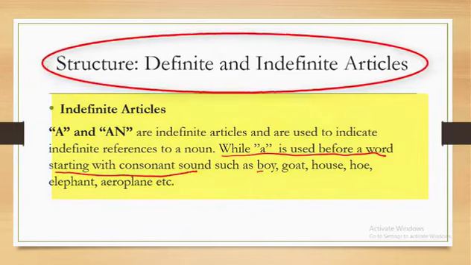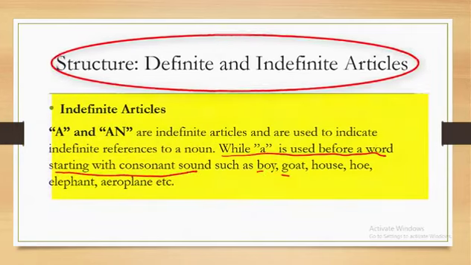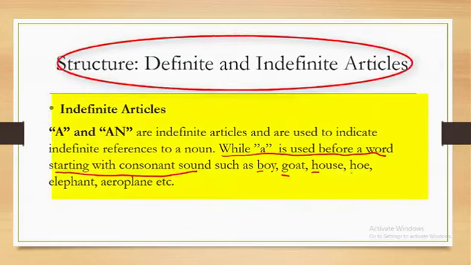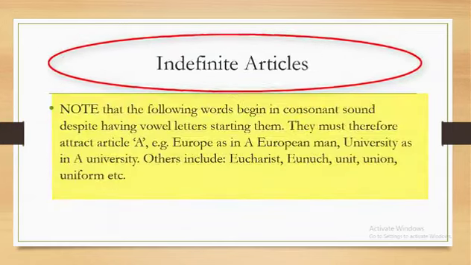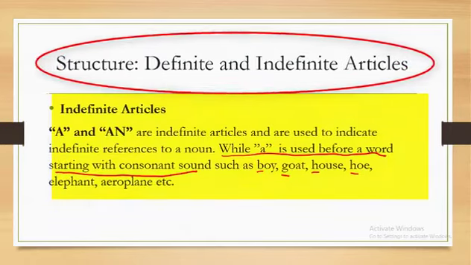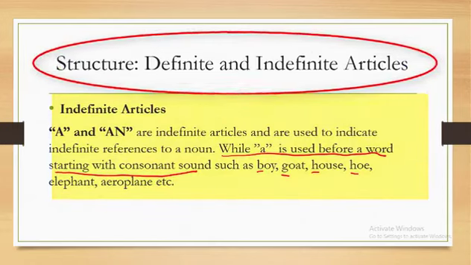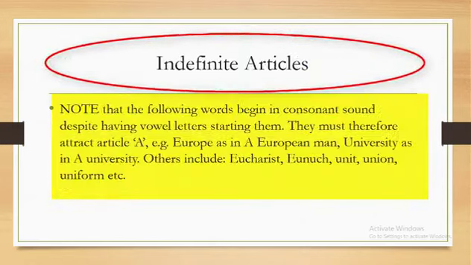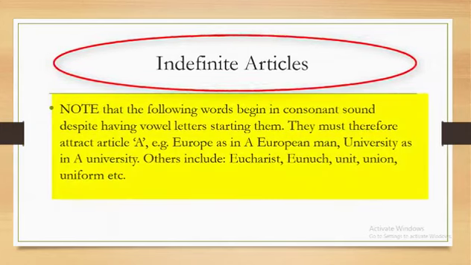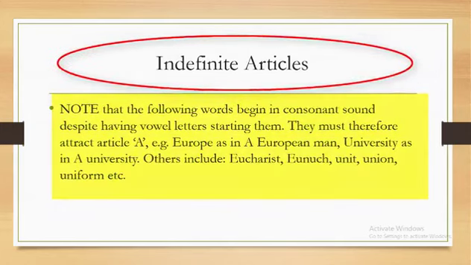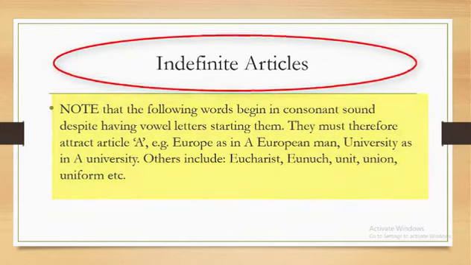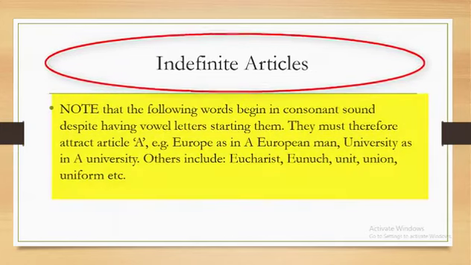Boy, b. Goat, g. House, h. Hoe. Now, you use article an before words that begin with a vowel sound. An elephant, an aeroplane. So please don't judge words based on their letters, judge them based on sounds.